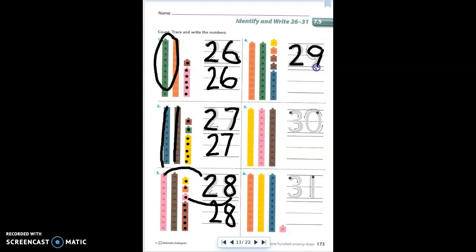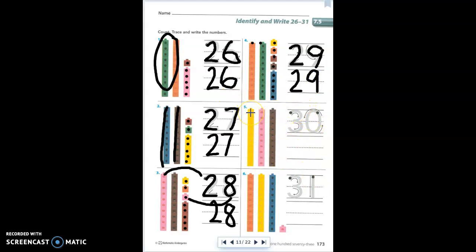And I know that 29 is represented by 2 groups of 10. Here's my groups of 10. 1, 2. And then 9 extras. 1, 2, 3, 4, 5, 6, 7, 8, 9. 29. 2 groups of 10, 9 ones. Here, I just have groups of 10s. I don't have any extras.